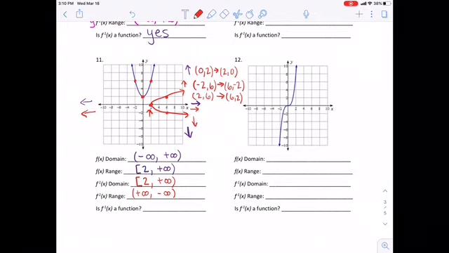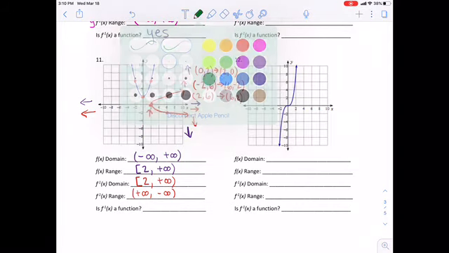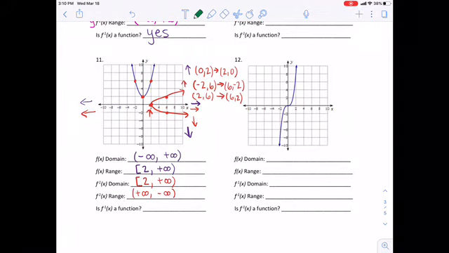Now this is the important key point that I want you to notice. If you look at this, do you notice how the domain of my original function became the range of my inverse function? And the range of my original function became the domain of my inverse function. That will always be true. When I find an inverse function, the domain and range will switch every single time because I'm switching the x and y.